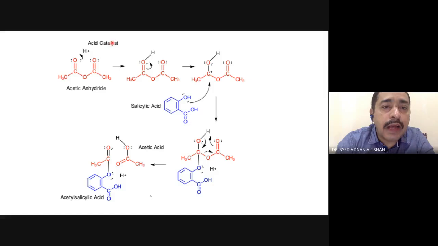In the next slide, you can see this is acetic anhydride. This acetic anhydride is first protonated by this acid, right? This is the acid catalyst, which can be the sulfuric acid or the phosphoric acid. It protonates the oxygen of acetic anhydride, and then there will be a positive charge on oxygen.